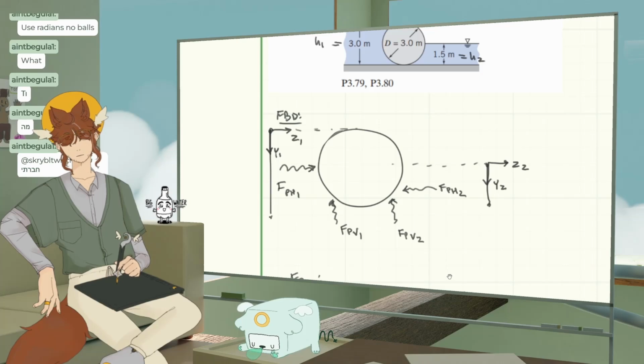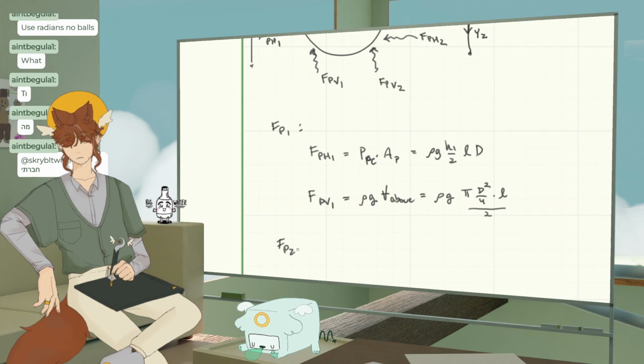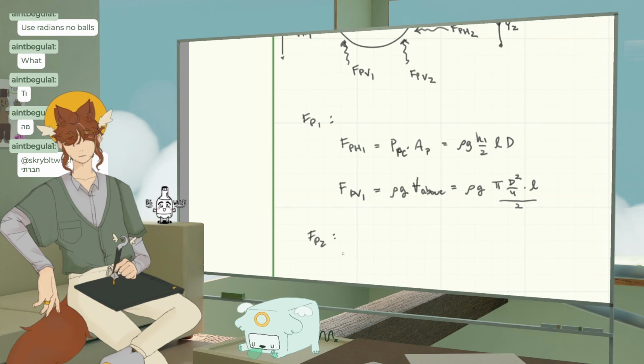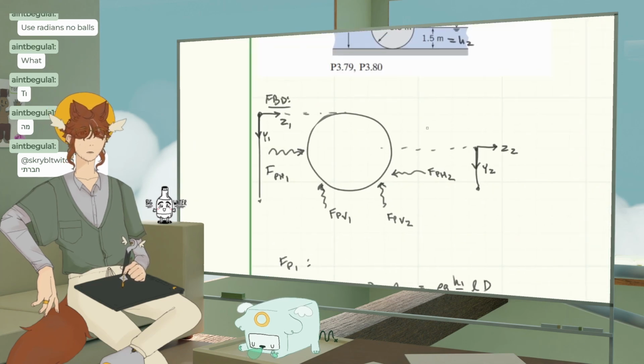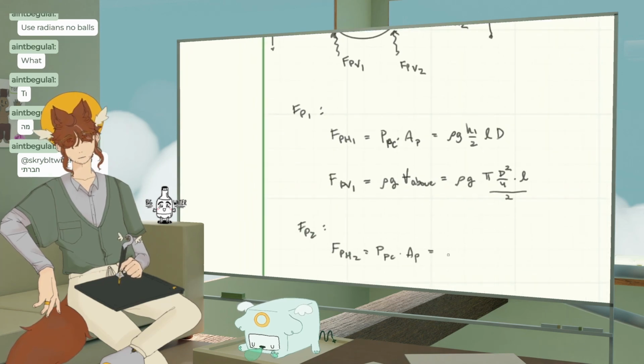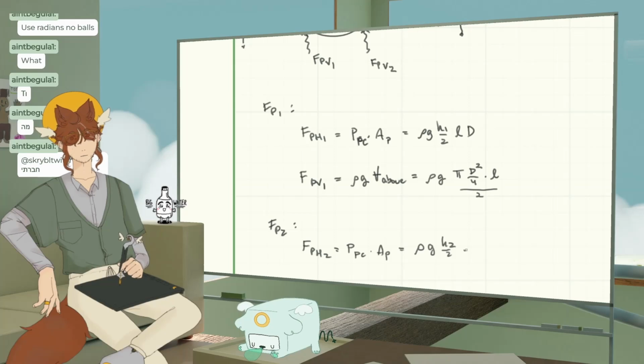And then the other one, FP2. F_P,H2 equals P projected centroid times A projected equals, all right, so P projected centroid is going to be, okay, the projected centroid of this is not really that, but we'll just say it's H2 over 2, so rho G. And then it wouldn't be LD, it would be L times D over 2, I guess.